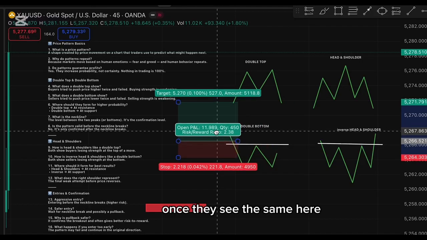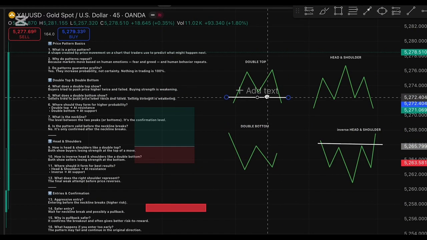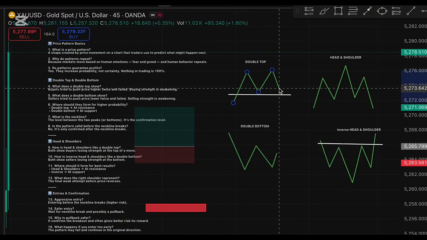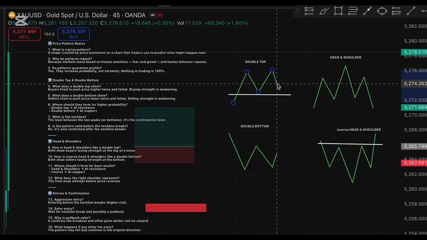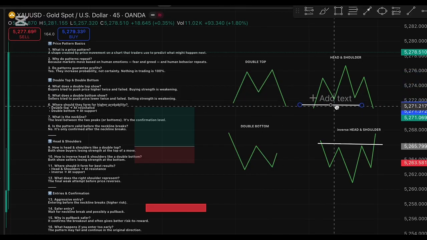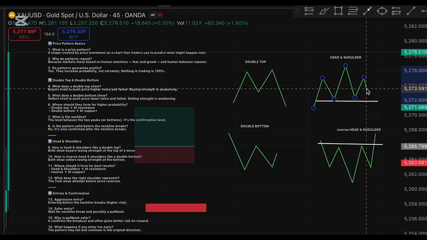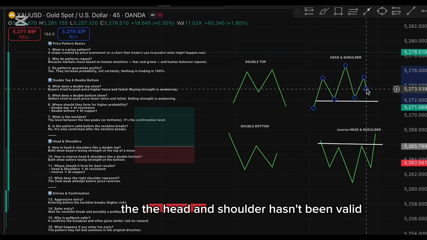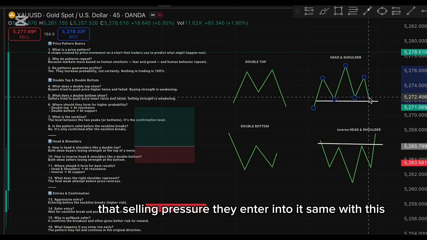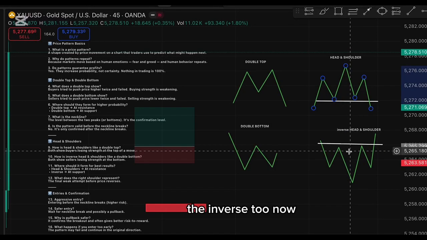The same here. Once they see the selling pressure, they enter into the market. The same here. The head and shoulder hasn't been valid, but when they see that selling pressure, they enter into it. Same with the inverse too.